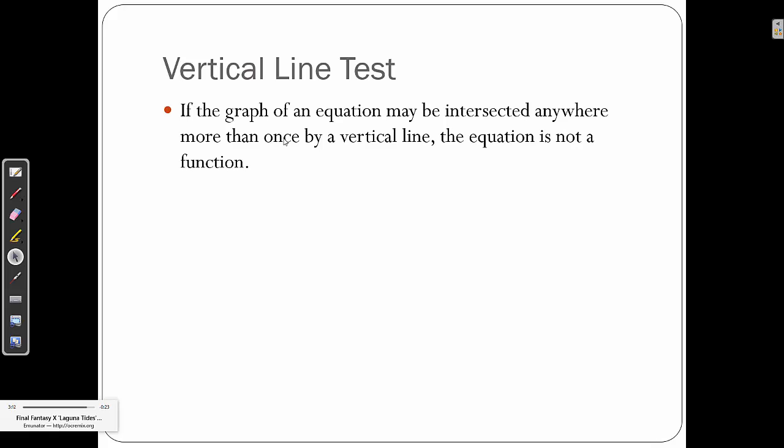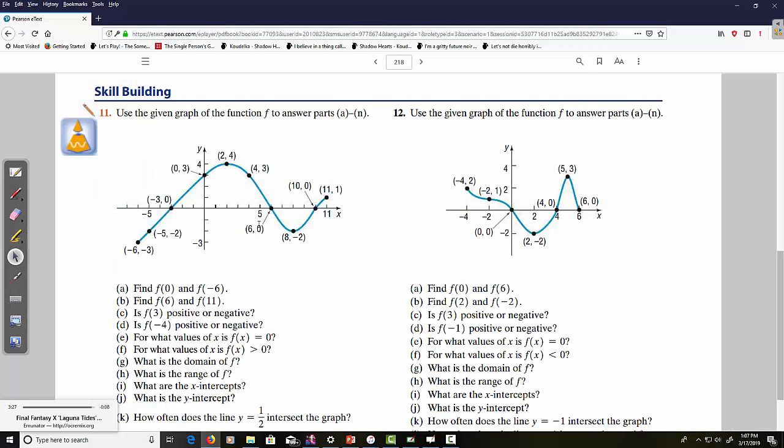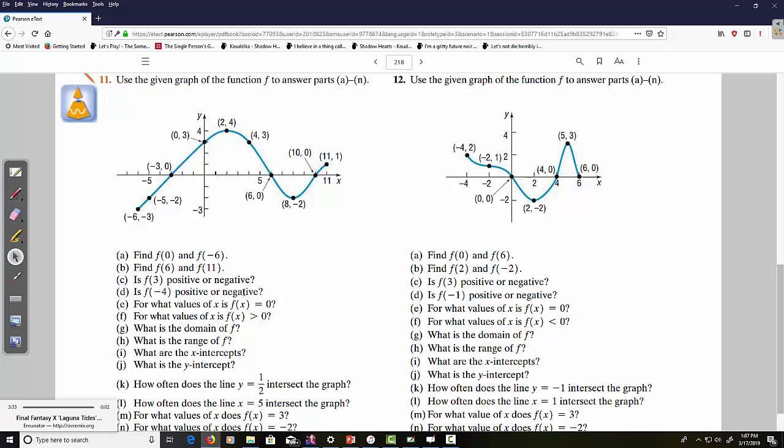I don't think we're actually going to start off with this. We're just going to examine the graph of a function and go from there. So let's see here. We're going to look at problem 11. First, we have this lovely graph, which shows us the graph of function f, this blue curve here, and it wants us to find f of 0 and f of negative 6. Well, this is finding function values graphically instead of algebraically.